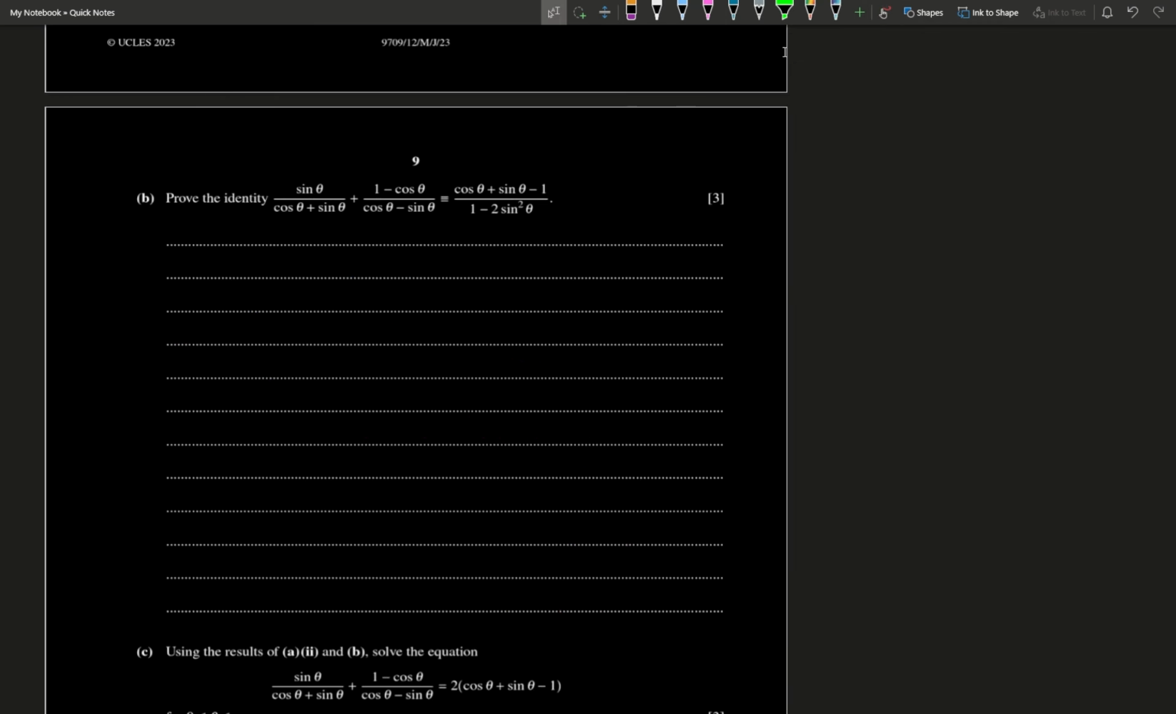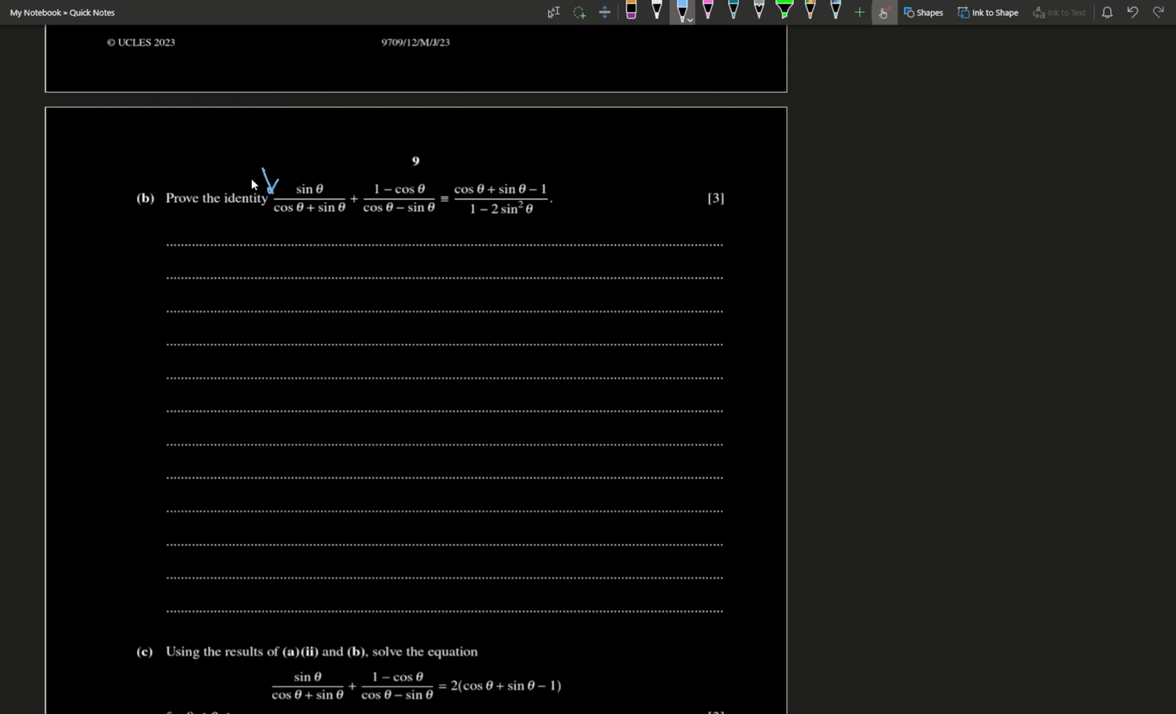Okay, for part B, prove the identity of sine of theta divided by cosine of theta plus sine of theta, plus 1 minus cosine of theta all divided by cosine of theta minus sine of theta, is equivalent to cosine of theta plus sine of theta minus 1 divided by 1 minus 2 sine squared of theta. This is worth 3 marks. أول حاجة هنعملها إن إحنا عاوزين نبروف LHS is equal to RHS. فأول حاجة هنضطر نعملها إن إحنا نعمل common denominator between these two fractions.